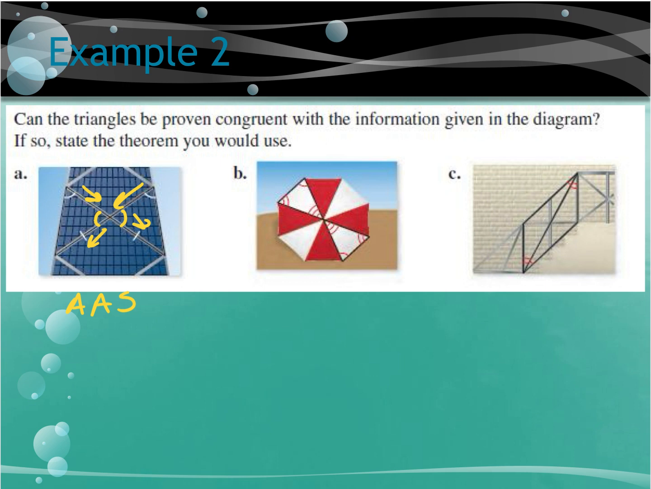So for B, I don't know if you noticed, they give us an angle right here. They give us a second angle right here. And they give us a third angle right here. So what we have as written that's equal is angle, angle, angle. Because this is not a theorem we have seen, this is not enough information to know that these 2 triangles are congruent. So B is not enough information.